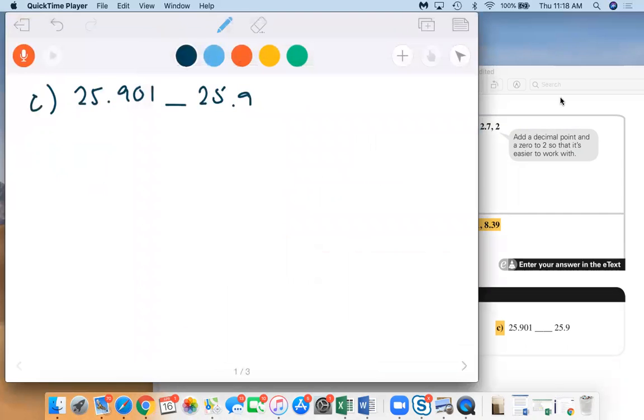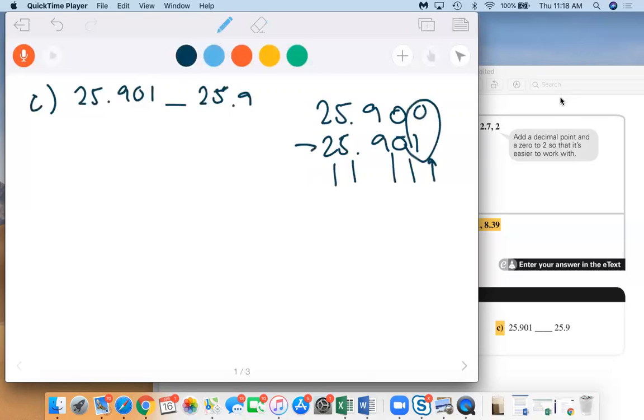Okay. All right, so let's line them up. We have 25.9 and... oops. Helps if I write what I say, right? 25.9 and 25.901. So same. Oh, that one's bigger. So this is the bigger number.